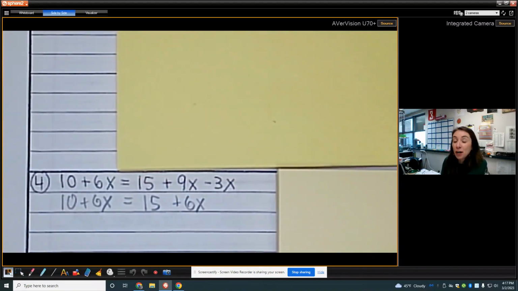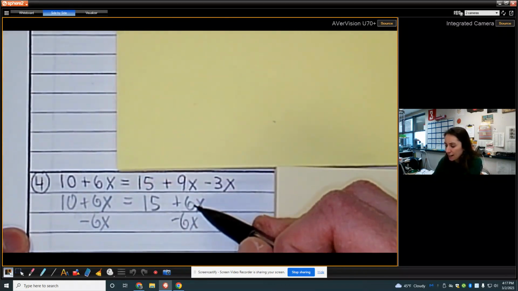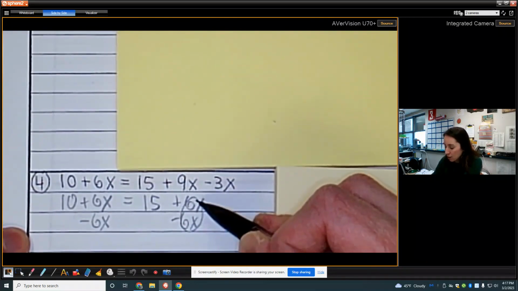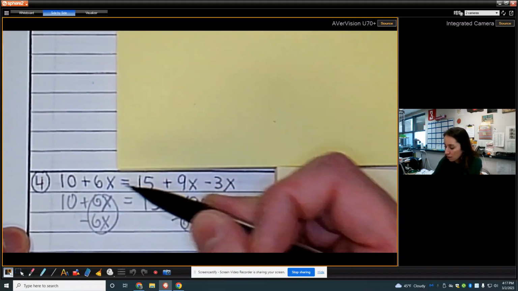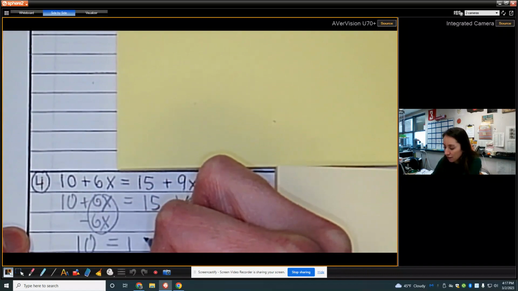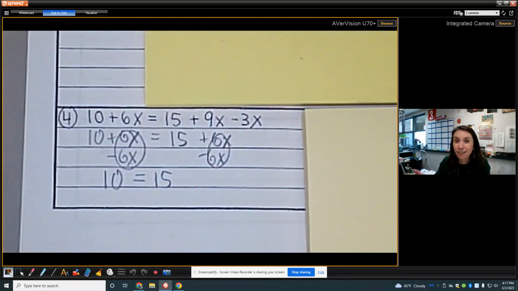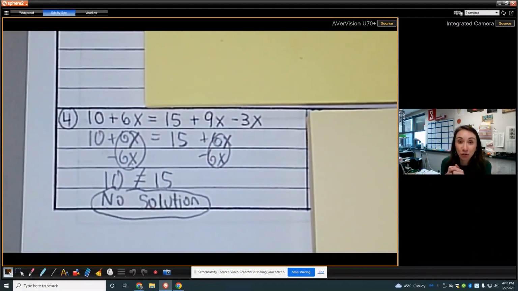Now's the part where you've got to move the variables to the same side of the equal sign. I'm going to go ahead and move them to the left side of the equal sign. The inverse operation of plus 6x is minus 6x, so do that to both sides. 6x take away 6x is 0, and 6x take away 6x is 0. So in bringing everything down, you're going to see that we've got 10 equaling 15. Now, does 10 equal 15? It doesn't. So you're going to put a slash through your equal sign. The answer is no solution.